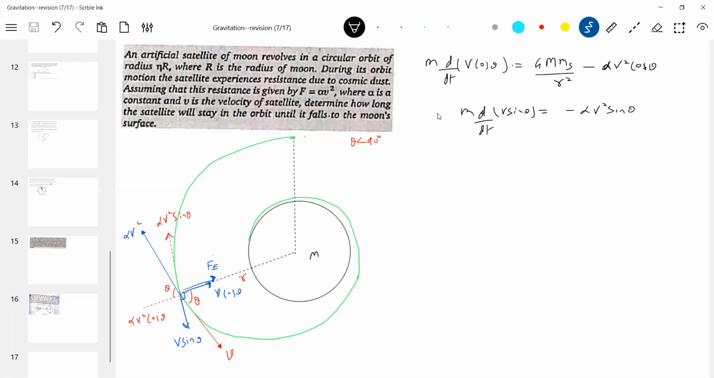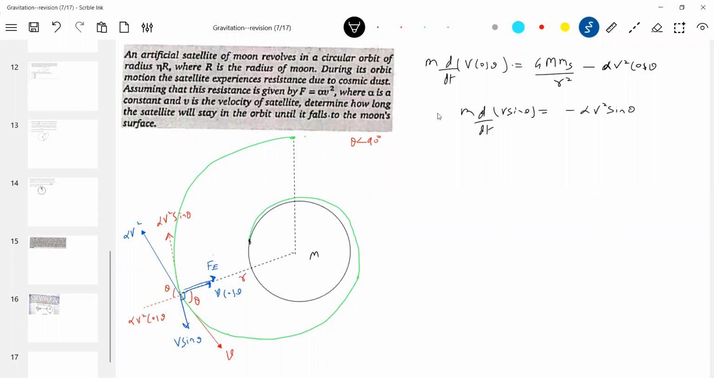We have to put a condition. If the viscous drag is so high, it may just complete one or two rotations and the satellite will fall onto the moon. But the cosmic dust will be of very small order. Because of that, it's going to go several rounds, and finally V will become perpendicular to r. This is actually the general thing.